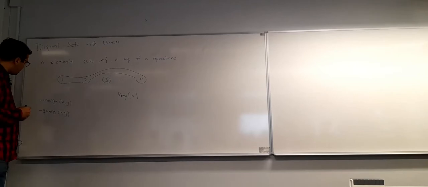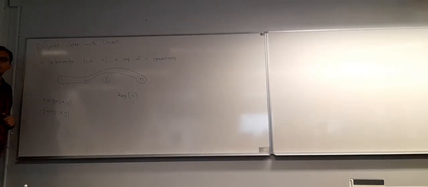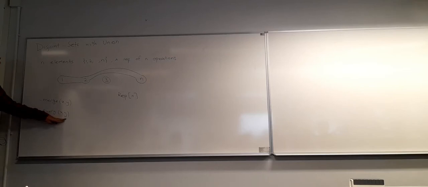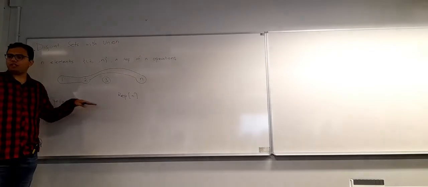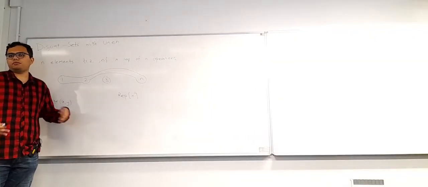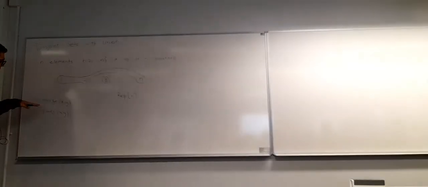Okay, so what happens if I want to see if two elements are in the same set? Well, if I want to see whether x and y are in the same set, I just look at the representatives of x and y. And if they're the same, then I know that both of these elements are in the same set. Quite easy. But what happens if I want to merge two elements?